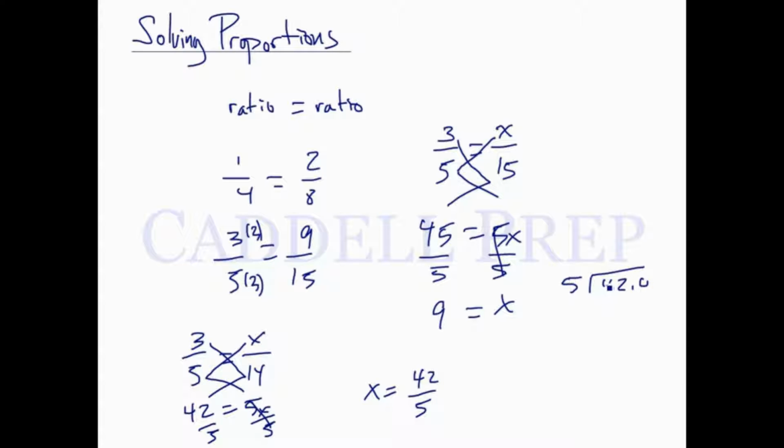So 5 doesn't go into 4 at all. It goes into 42 8 times. 8 times 5 is 40. Bring down the 0. And then 5 goes into 20 4 times perfectly. So x equals 8.4.